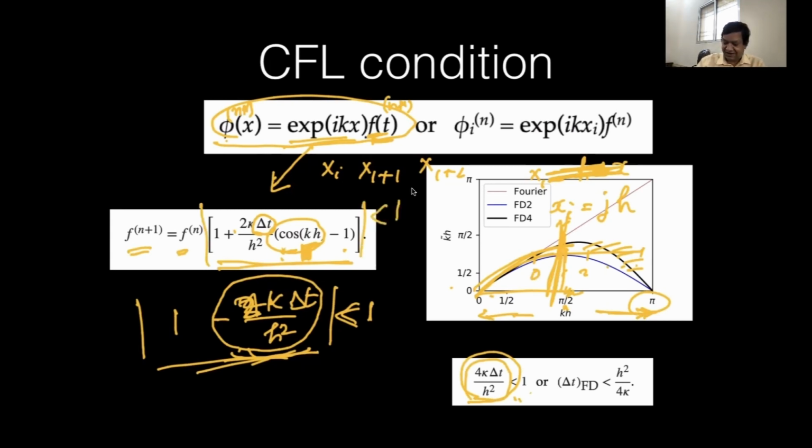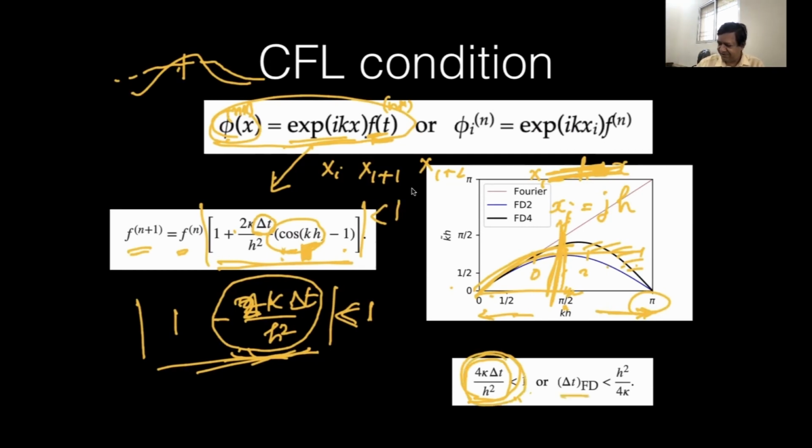Please remember that phi of x is a decreasing function. It's a diffusion equation, so phi of x at later times goes like that. So f should decrease. All the amplitudes are going down. Finally, in fact, we get 0 as a solution if you wait for long enough time. So this is the condition for stability.